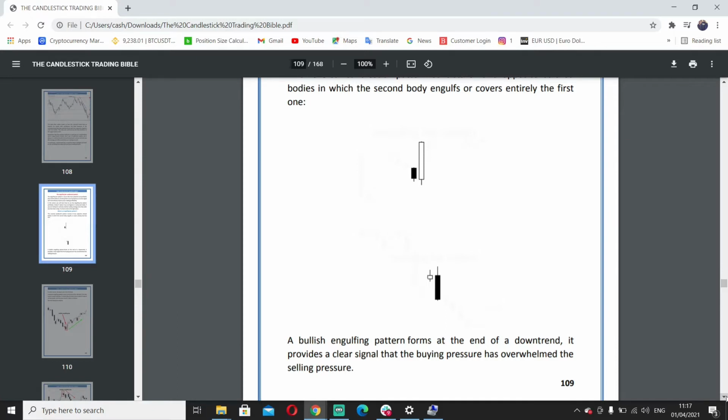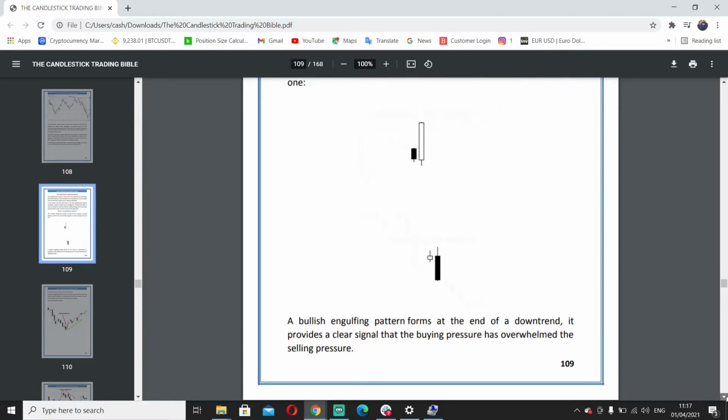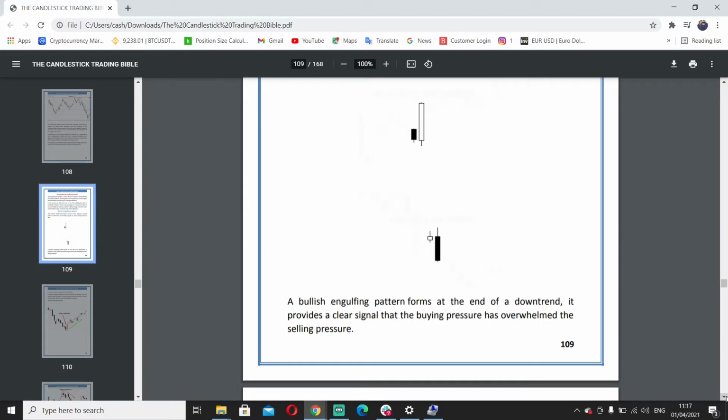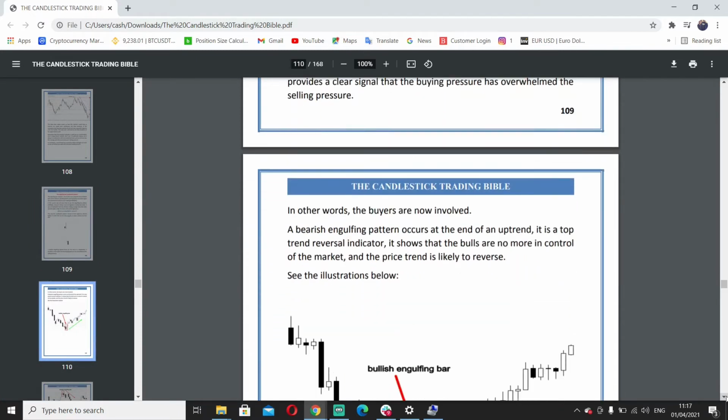A bullish engulfing pattern forms at the end of a downtrend. It provides a clear signal that the selling pressure is overwhelmed by the buying pressure. So, in other words, the buyers are now involved. A bearish engulfing pattern occurs at the end of an uptrend, and it is a top trend reversal indicator. It shows that bulls are no more in control of the market, and the price trend is likely to reverse.